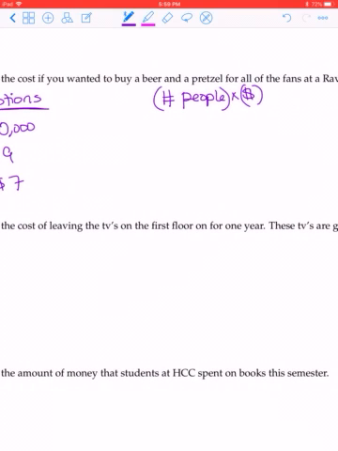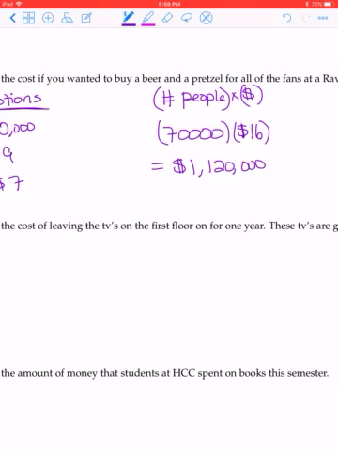So if we go over to how we were going to solve this, the number of people was 70,000. The total cost in dollars was 16 to buy both items. And when we multiply, we get 1,120,000 dollars. So about a little over $1 million to go ahead and do this. So if you come into a lot of money, this is a good way to make friends. But it's going to cost you a bit.